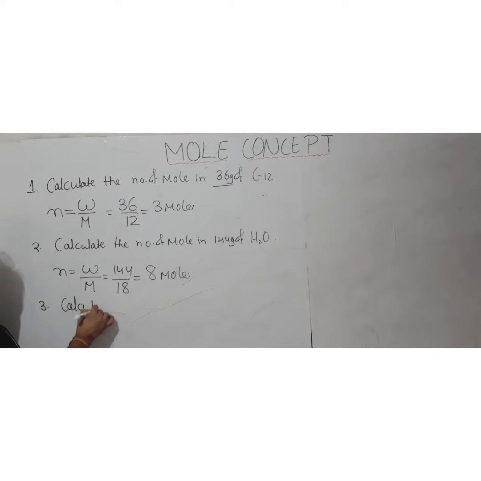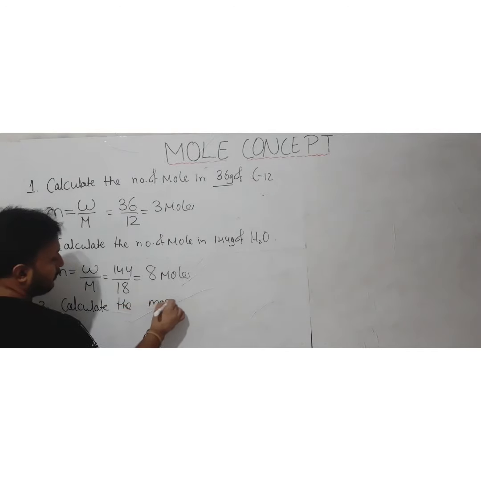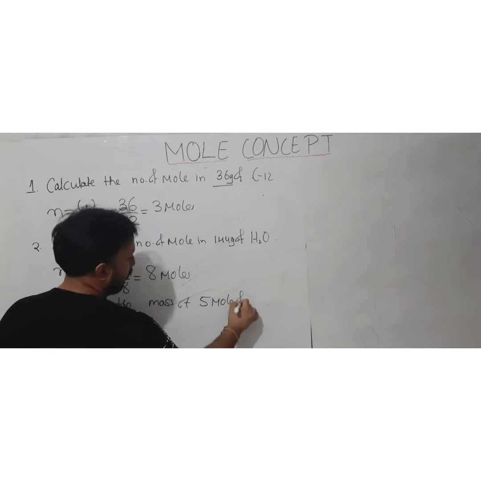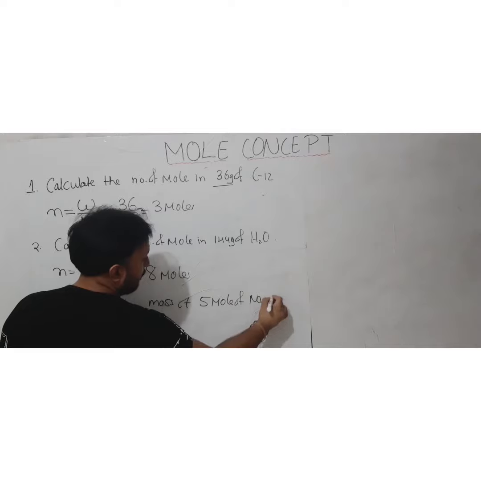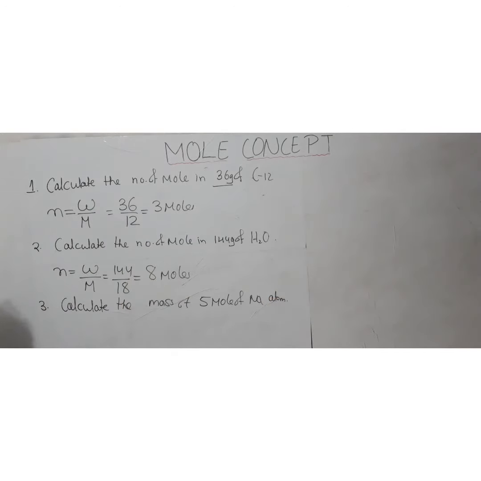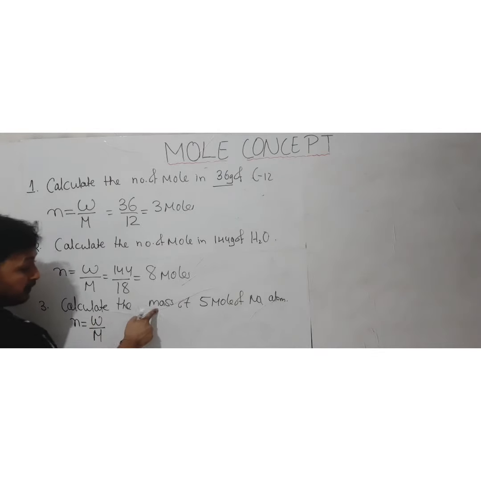Calculate the mass of 5 moles of sodium atom. 5 moles of sodium are given and you have to calculate its mass. So the formula is number of moles is equivalent to given mass upon molar mass. Then you have to calculate the mass, it means given mass they are asking, so given mass will be equivalent to number of moles into molar mass.